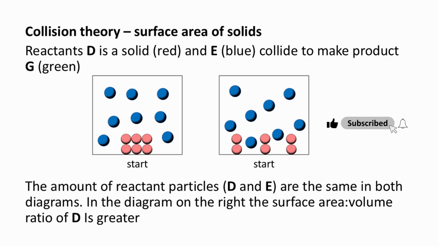The surface area to volume ratio of reactant D is greater in the diagram on the right. The greater the surface area to volume ratio of solid reactants, the greater the likelihood of collision and therefore the faster the rate of reaction.